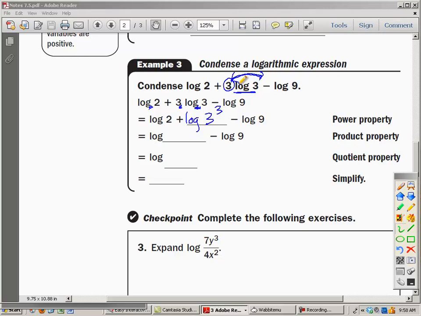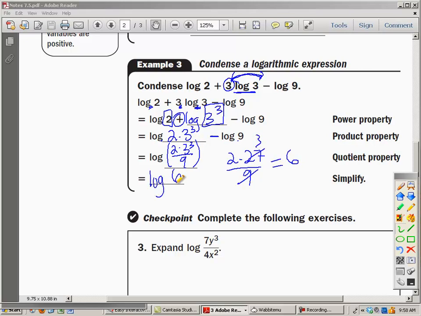Now because this is a sum here, this becomes the product of 2 and 3 to the 3rd power. So this is common log of 2 times 3 cubed, minus log of 9. Again, because these are all the same base, log base 10, we're subtracting, that turns into a quotient. So this is then log of 2 times 3 cubed, all over 9. And now all we have to do is simplify this. 2 times 3 cubed, 2 times 27, all divided by 9. 9 goes in there 3 times, and I get 6. And so your answer is just log of 6.